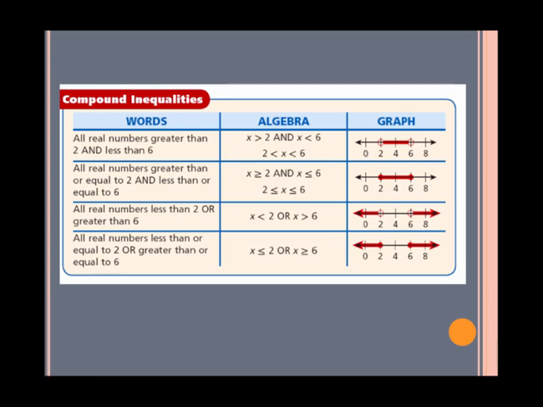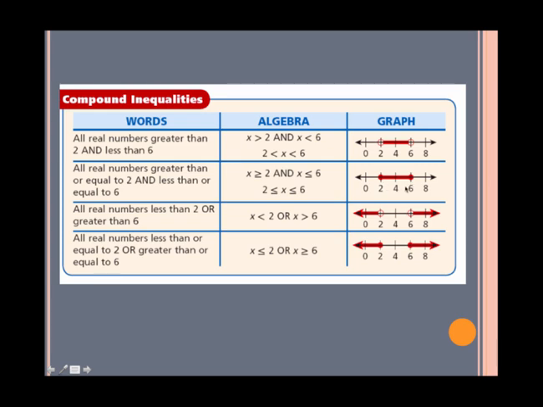To graph that, we have an open circle at 2 because 2 is not included. We have an open circle at 6 because 6 is not included. And then the solution set would be all of the numbers in between 2 and 6, but not including 2 or 6. Then we have x is greater than or equal to 2 and x is less than or equal to 6. Again, we can combine it into 2 is less than or equal to x and x is less than or equal to 6.